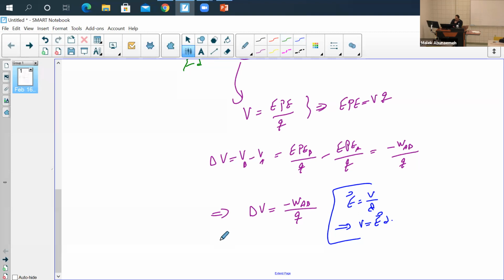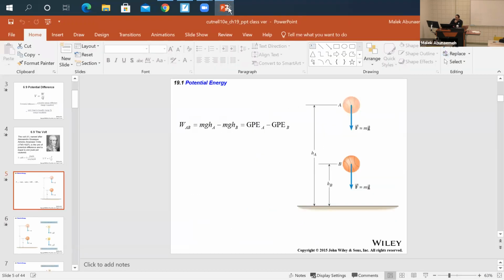let me get a different color. That means your potential energy is going to equal Q delta V, which is that charge multiplied by your V final, which is your V for B, minus your V initial, which is your V for A. And that's exactly what we just saw.